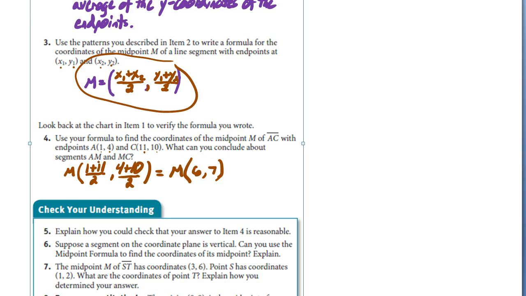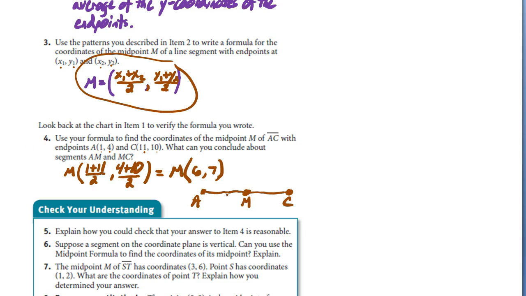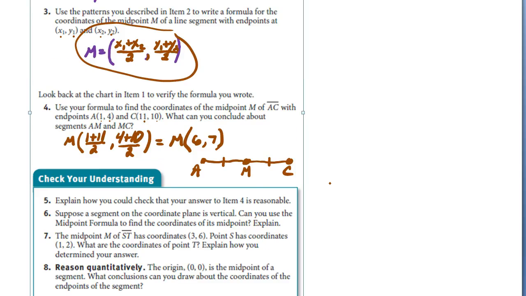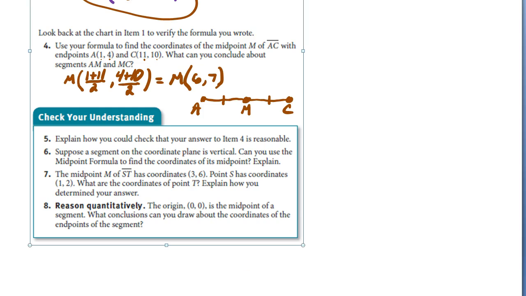What can you conclude about segments AM and MC? So this gets back to that idea from a couple lessons ago, where if you draw the segment that it talks about, segment AC, and you locate M right in the middle, then what you can conclude is that that segment is congruent to that segment. Again, those little marks indicate that they're congruent. Next, we have some check your understanding questions, so I'll pause the video.